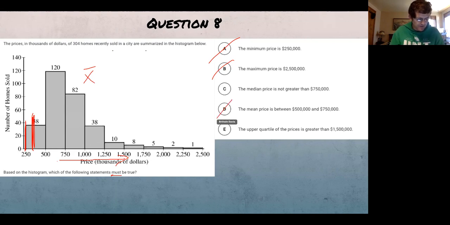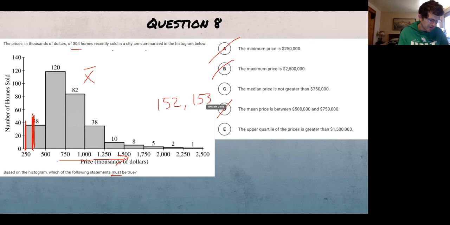The upper quartile of the prices is greater than 1.5 million. So now let's think about this. We have a couple things related to quartiles. 304 homes, the median is going to be between 152 and 153 when I put these in order, right? So I've got 1, 2, ... 152, 153, ... 304. So my median lives right here.